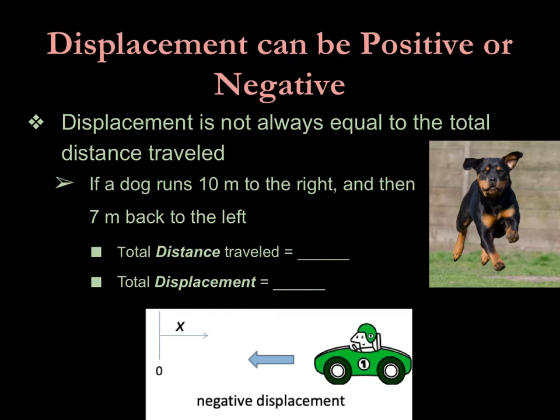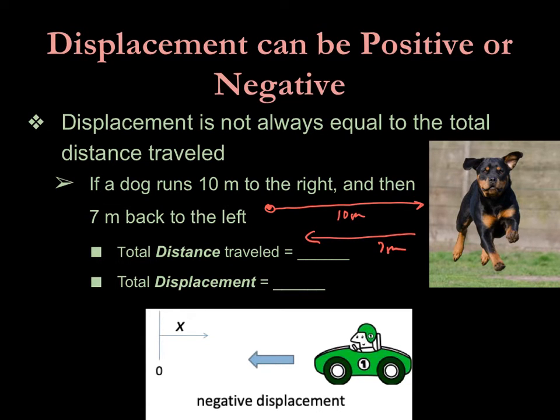Now, the tricky or significant thing about displacement is that it's not always going to be equal to the total distance traveled. And so let's look at what we mean by that. Let's say we have a dog, or cat, I guess if you're a cat person. Dogs are better. If a dog runs 10 meters to the right, so let's say he starts here and goes 10 meters to the right, gets his ball, and then runs 7 meters back.